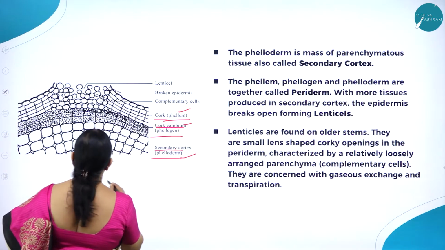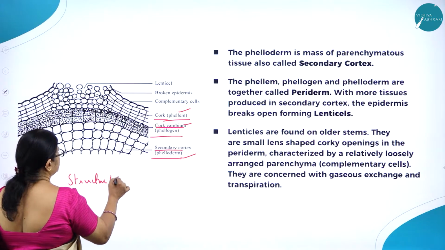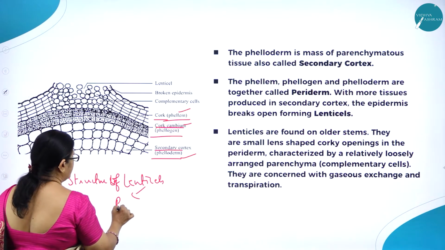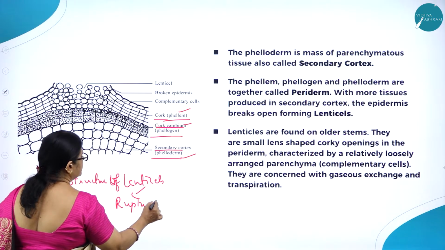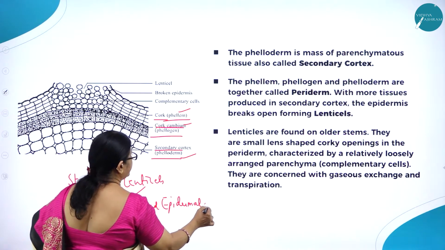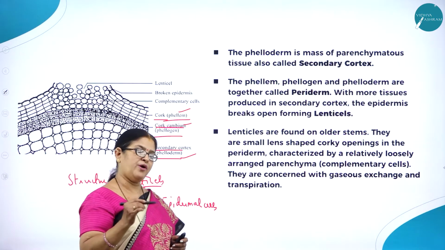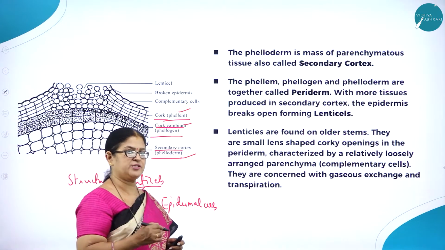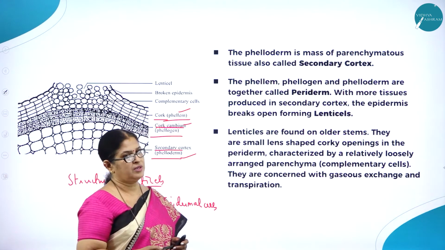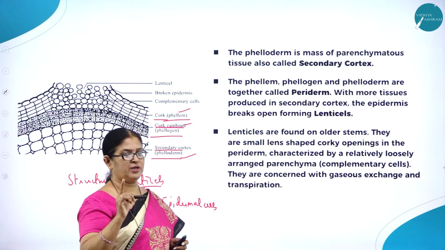So this is the structure of a lenticel. What are lenticels? Ruptured epidermal cells are called lenticels. Hope you all know that 0.1% of transpiration also takes place through lenticels. Maximum transpiration takes place through stomata, and even cuticular transpiration is only 1%.